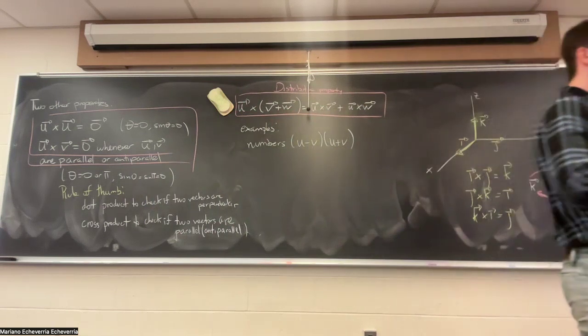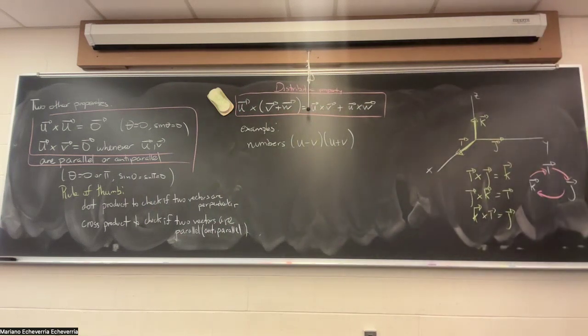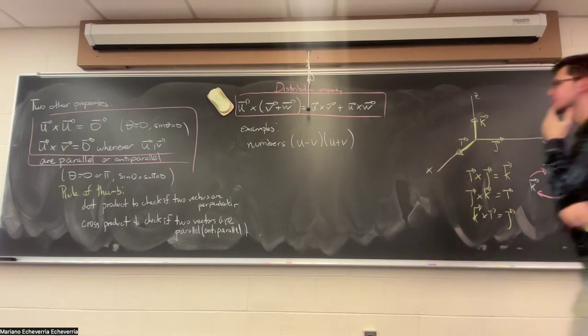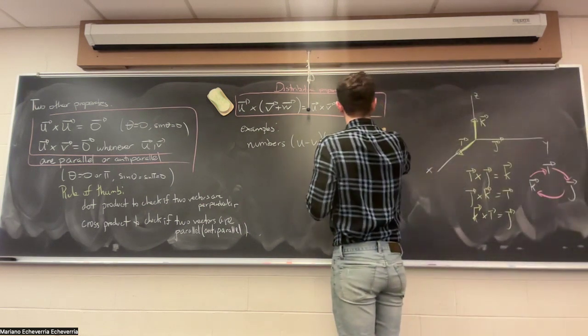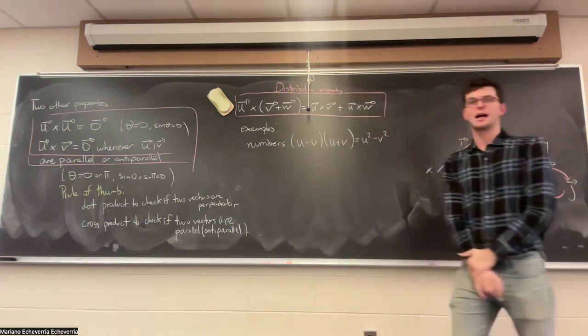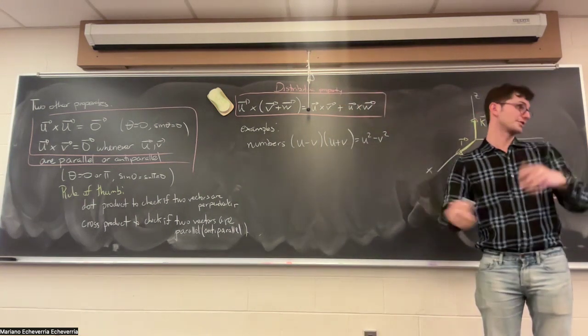Right, what is u minus v times u plus v? So what do you get? Right, you get the difference of squares formula. So you get u squared minus v squared, right? That's with numbers, and then you can ask, well, what's a cross product version of this?